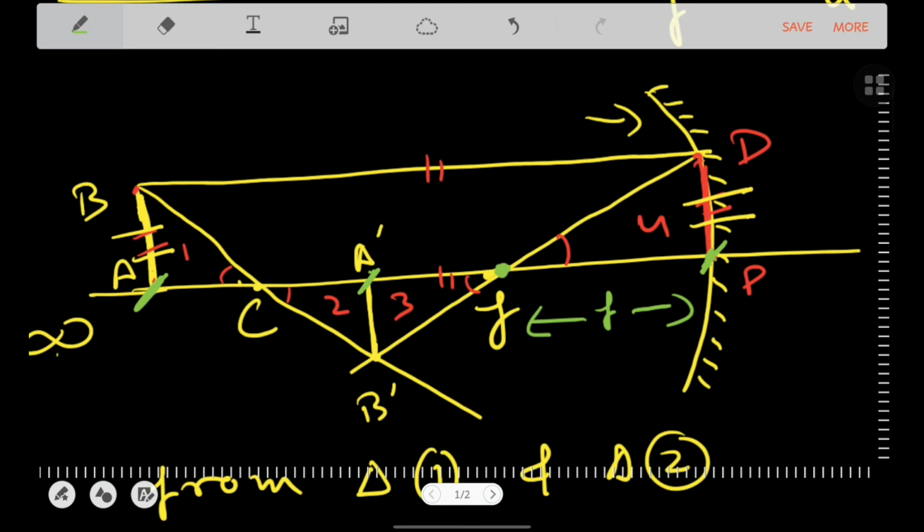So these are the things we actually know: PF, PA dash and PA, or AP also we can say, A dash P also we can say, or FP also we can say. It's all about which direction you are taking. From A to P you are taking, A dash to P you are taking, F to P you are taking, or you can take the names from the poles only: PF, PA dash or PA.